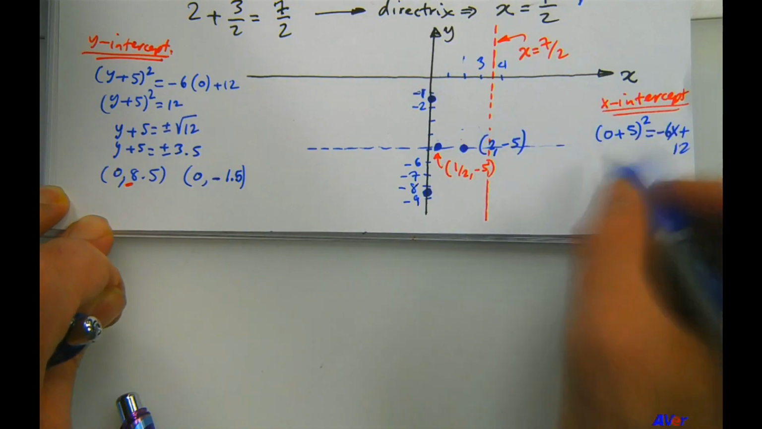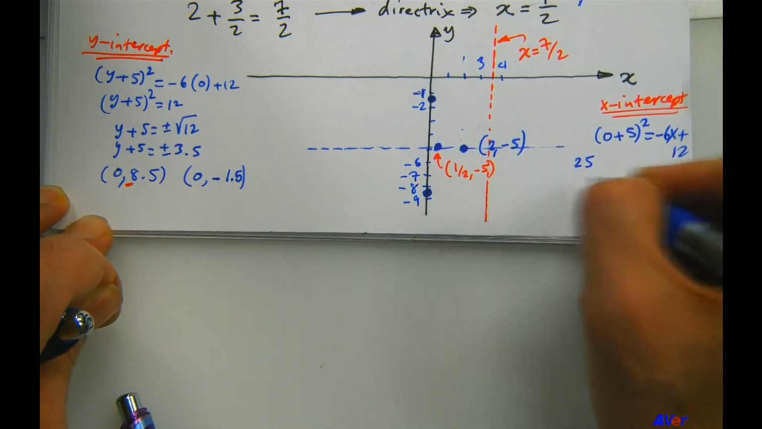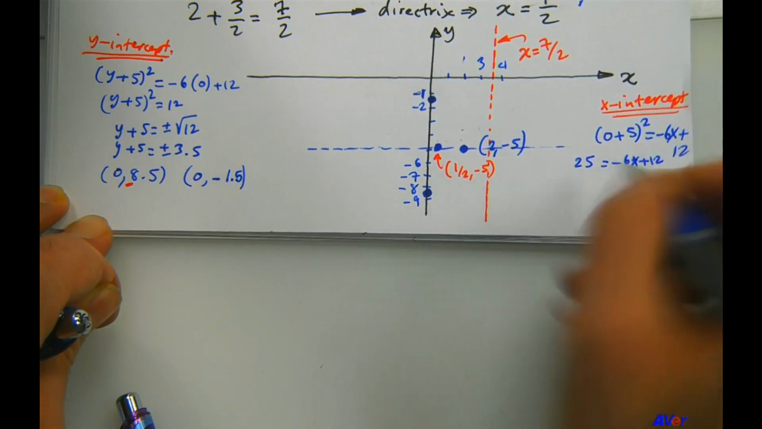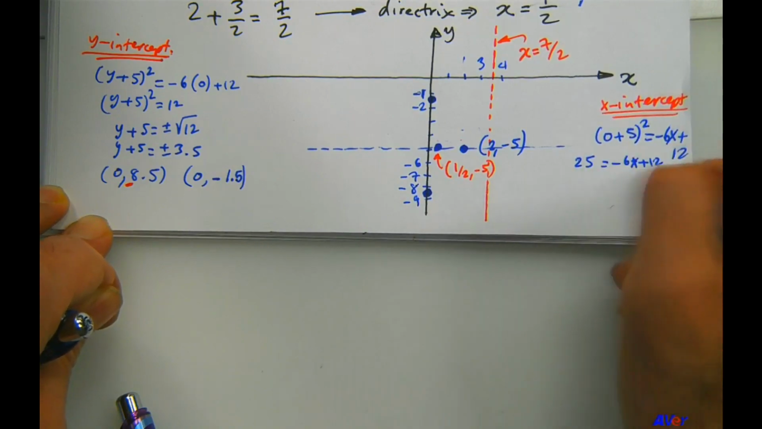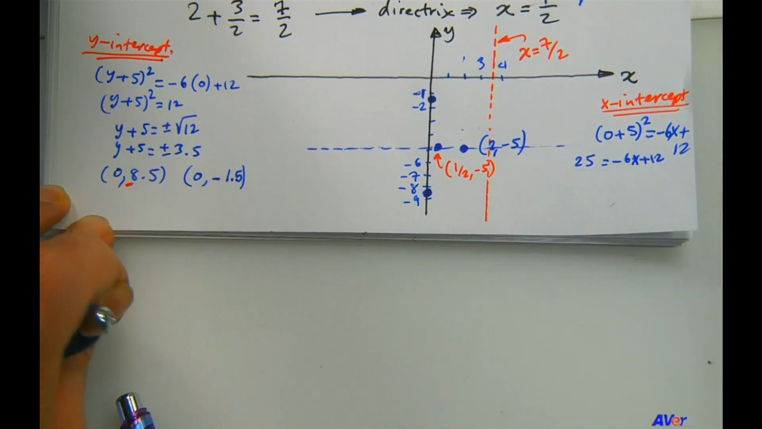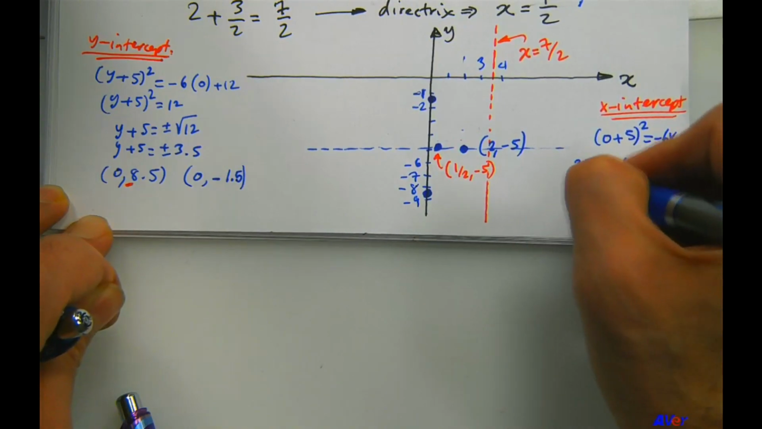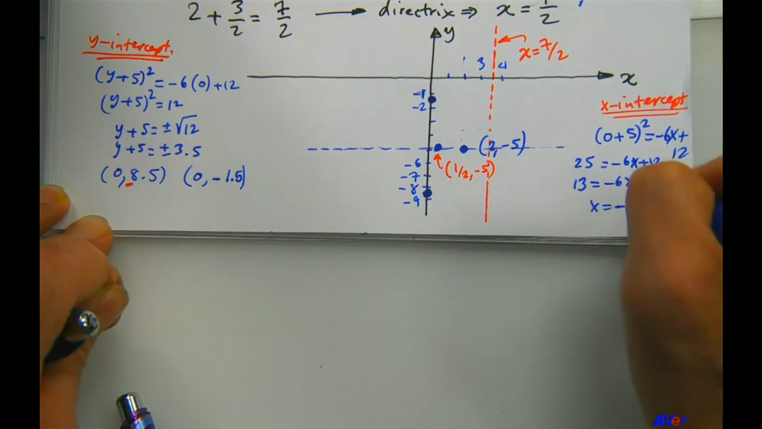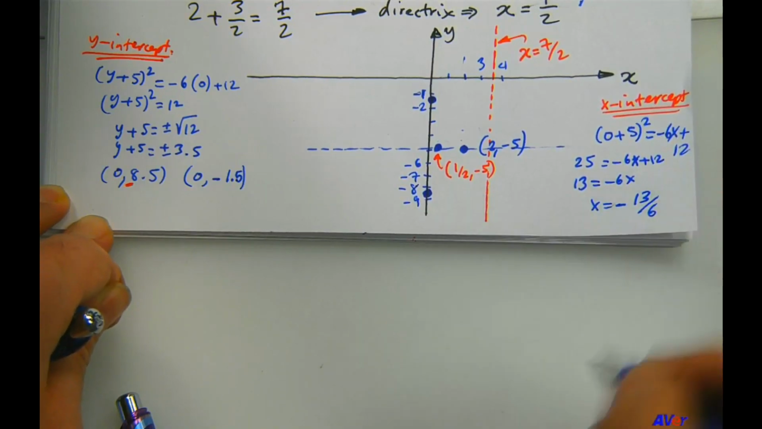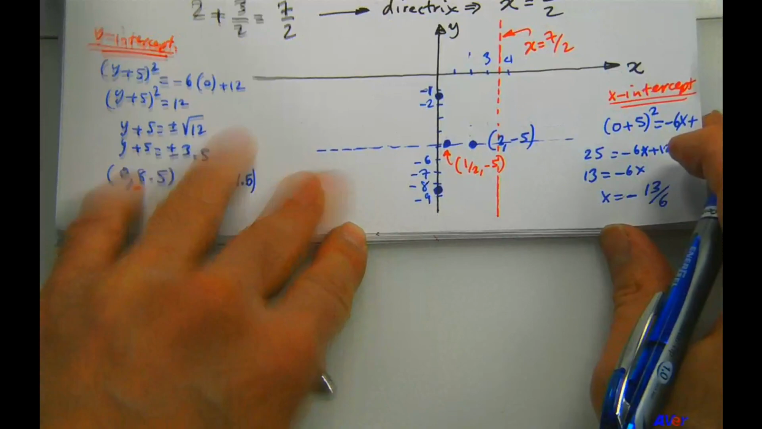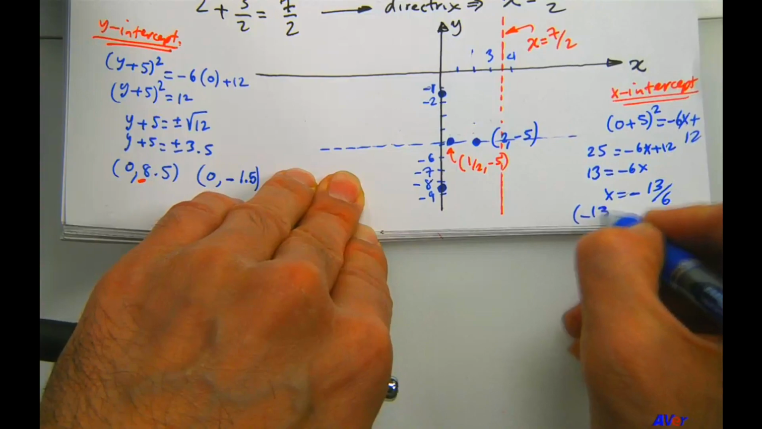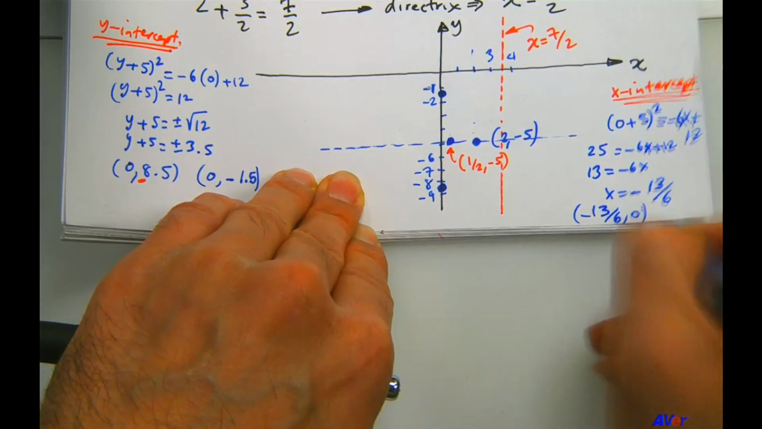So what I did was substitute in the original equation for y with 0 to find the x-intercept, right? So the left-hand side now is 25 equals minus 6x plus 12. So now we have, move the 12 to this side, you get 25 minus 12, which is positive 13 equals minus 6x. So x is equal to minus 13 over 6. So there's just one x-intercept, and that'll be at negative 13 over 6, comma 0.